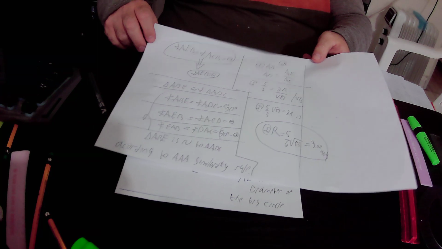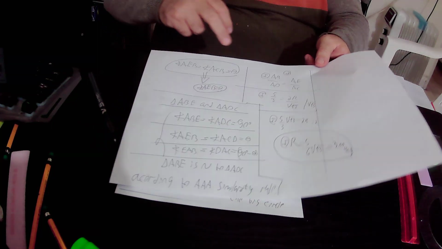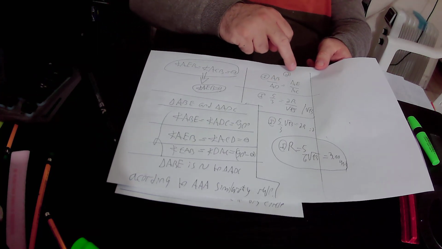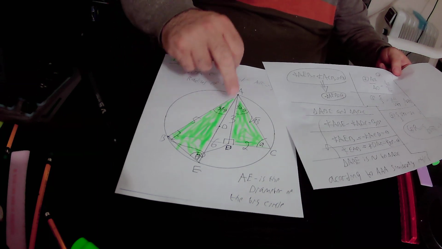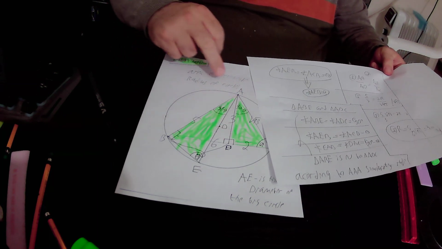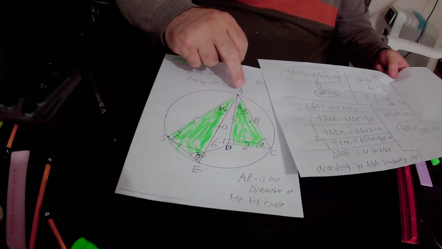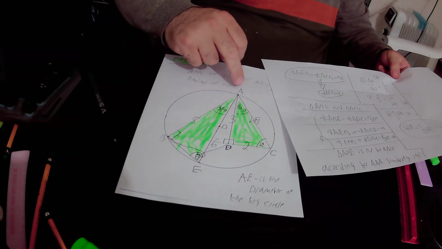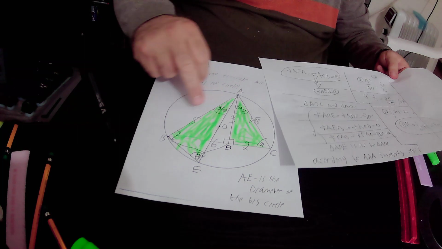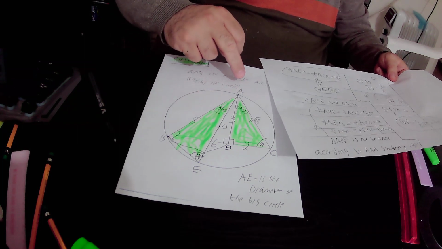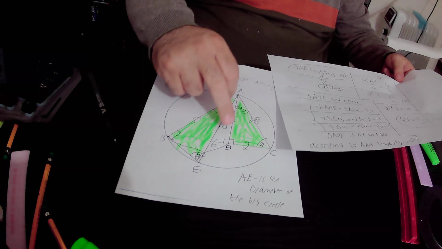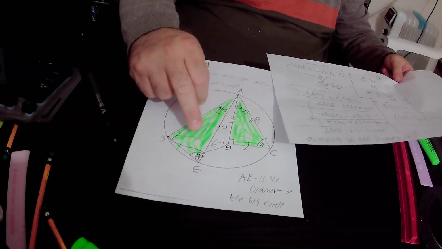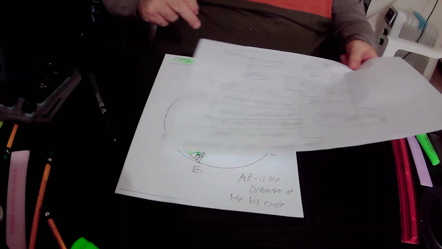And from the fact that those two triangles are similar to each other, we conclude that AB over AD equals AE over AC. Again, AB over AD equals AE over AC.